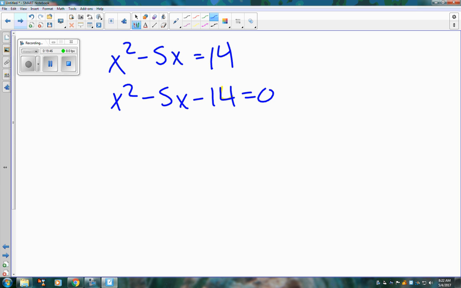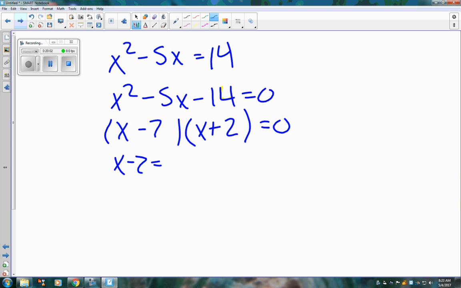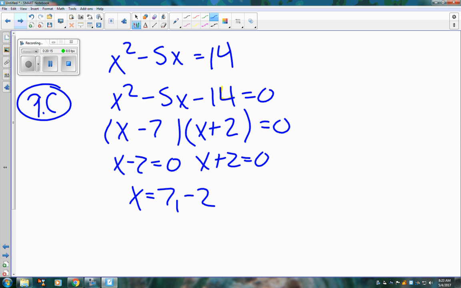Alright. Factors of negative 14 that will add to give me negative 5. 2 and 7. Set them equal to 0, so that I get x is equal to 7 and negative 2. So what's the answer to number 9? C.